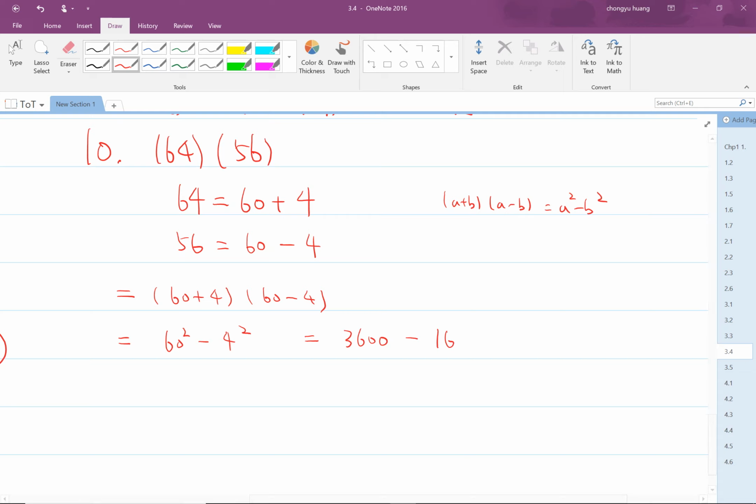Okay, so now we just do the subtraction, and it becomes 3, 5, 8, 4. Let me write it a little more clearly. 3, 5, 8, 4 is the solution for question 10.